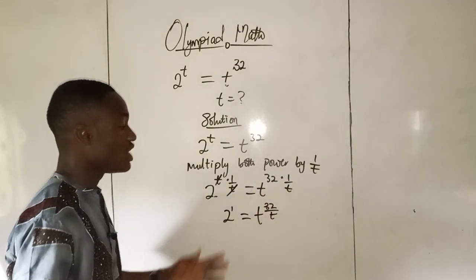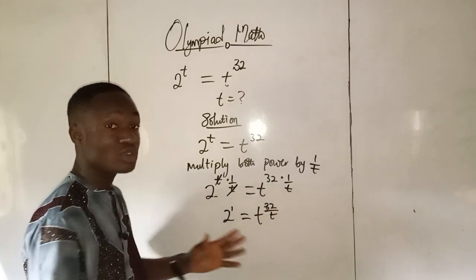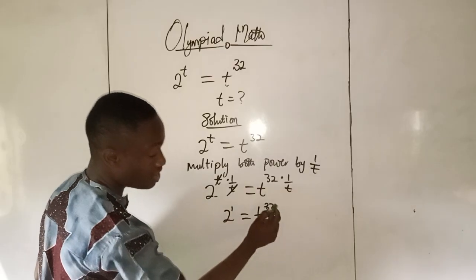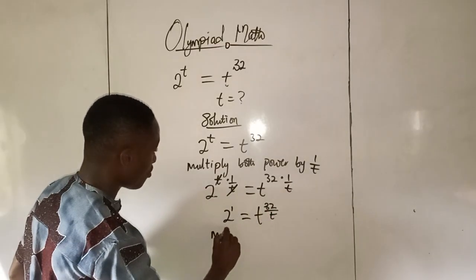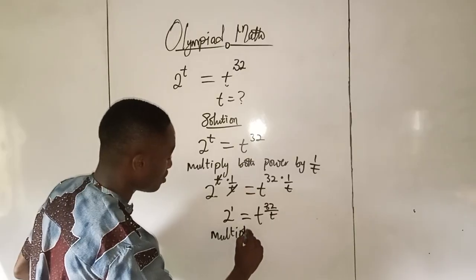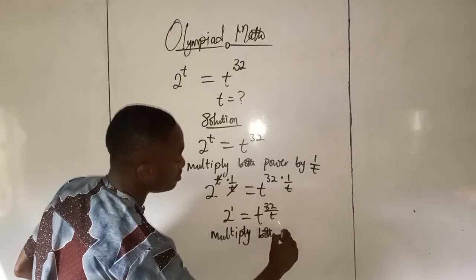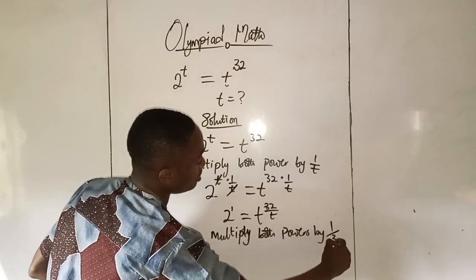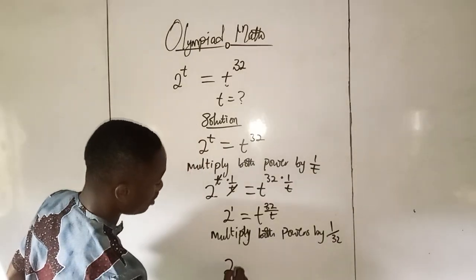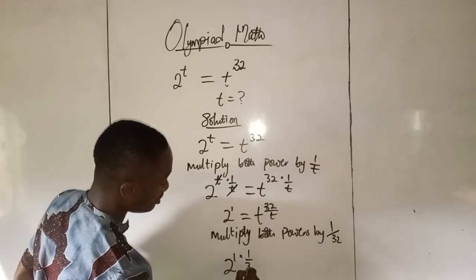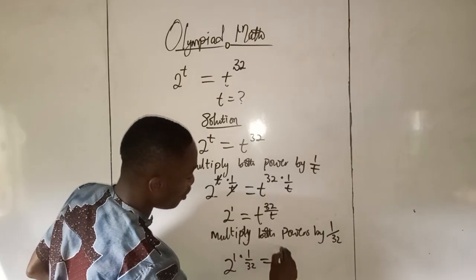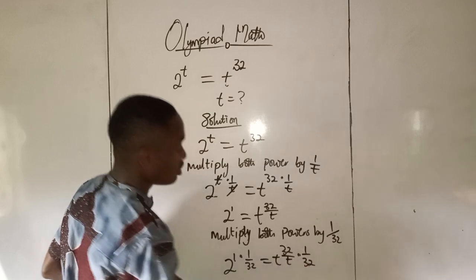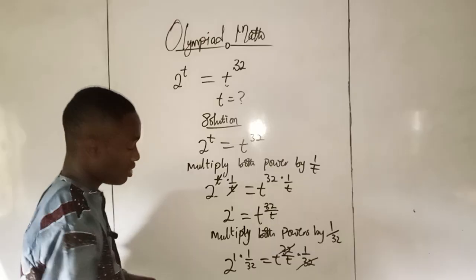So the next thing to do is to try to get rid of the 32 because I want it on one side. How do I do that? Multiply times 1 over 32 so that it can cancel each other. So I would say multiply both powers by 1 all over 32. So I have 2 to the power of 1 times 1 all over 32 equals t to the power of 32 all over t times 1 all over 32. So this can take care of each other, right? And I can multiply this.